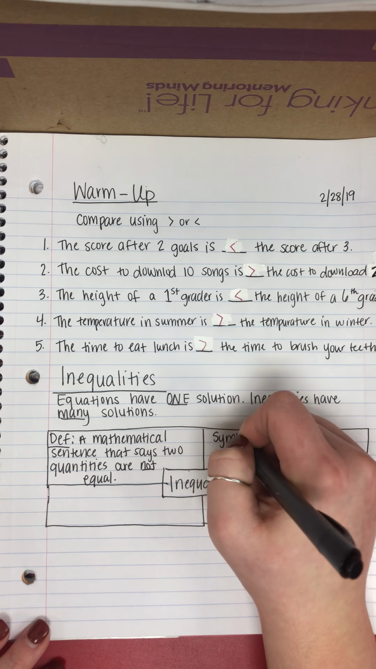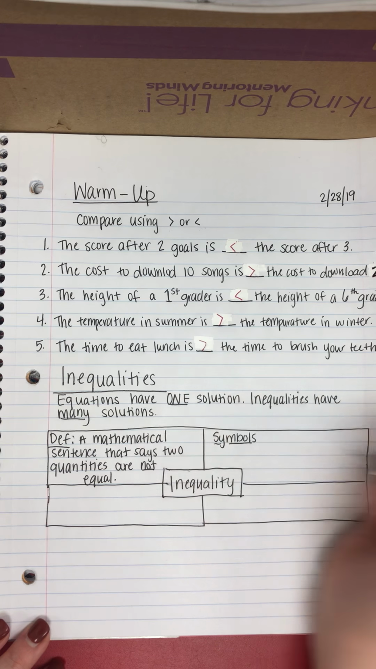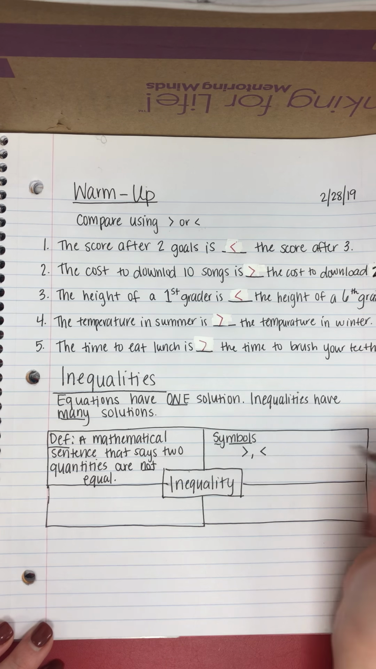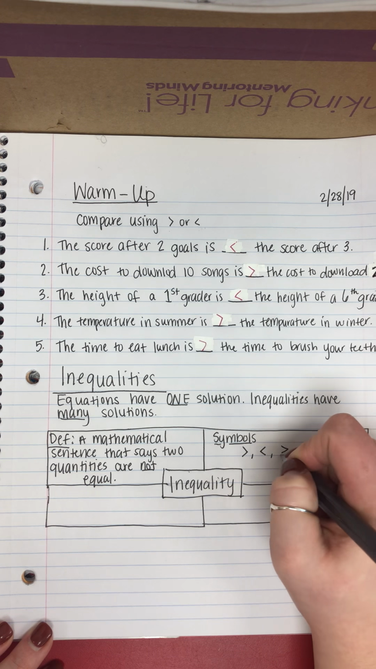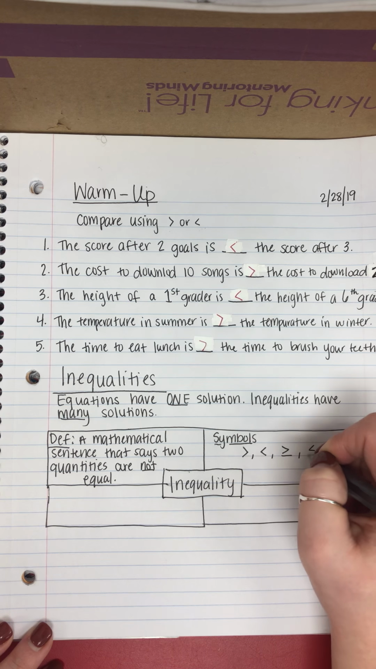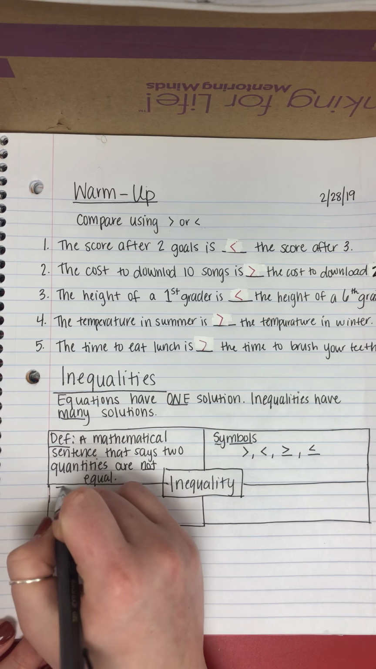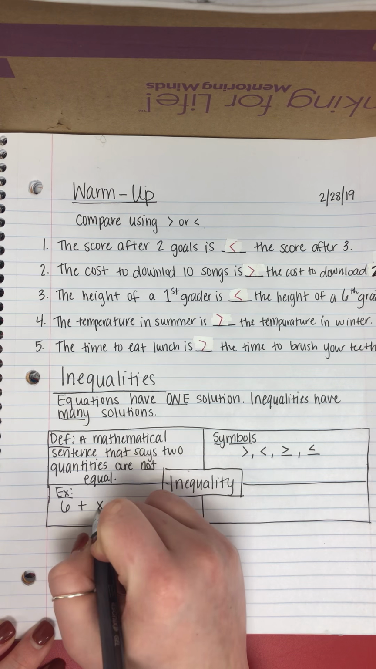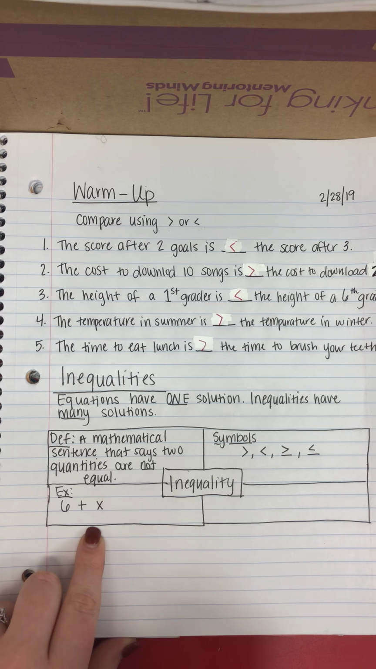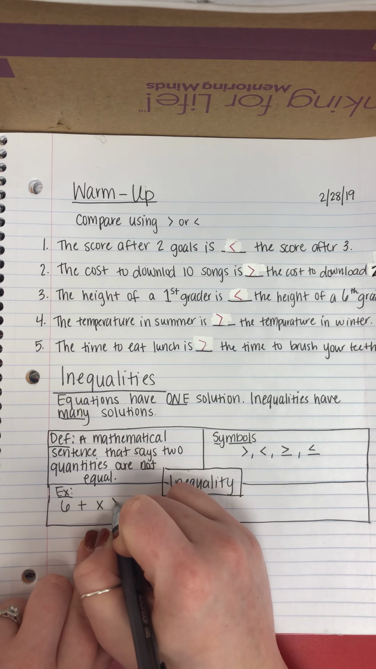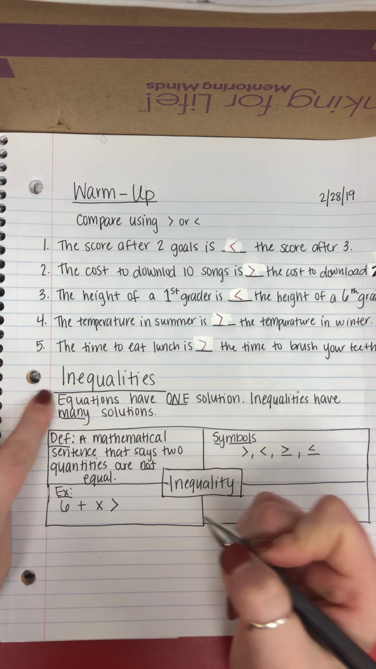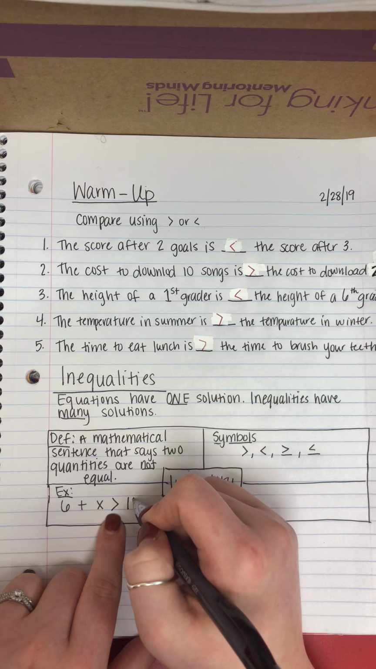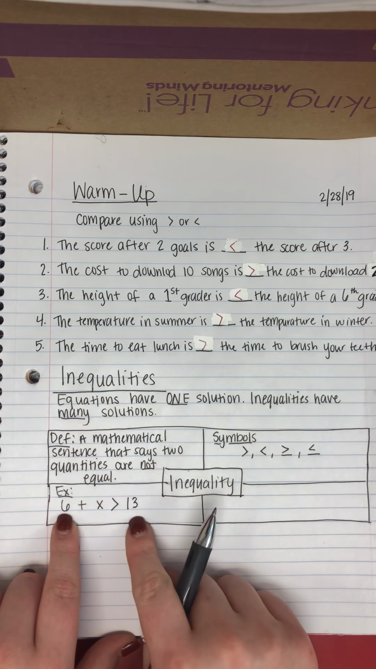There are 4 symbols that we are going to use for inequalities: greater than, less than, greater than or equal to, less than or equal to. An example would be 6 plus x, which looks like an expression that we've already talked about. But then the difference in an inequality and an equation is we're not going to have an equal sign here. Instead, we're going to have one of these symbols for whatever the left should mean to the right. Okay?